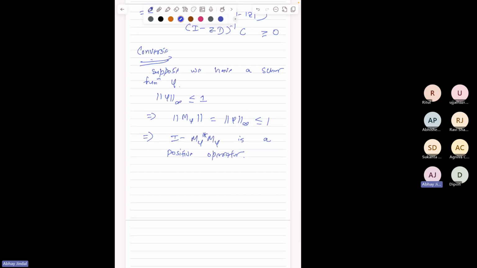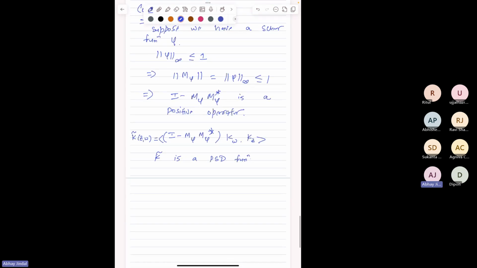Now we claim that I minus, well, this is positive, but what we need is I minus m phi m phi star, which is also positive because m phi is a contraction. So for the sake of it, we are defining a new function k tilde z comma w, the inner product of I minus m phi m phi star k w with k z. Now we claim that k tilde is a positive semi-definite function.